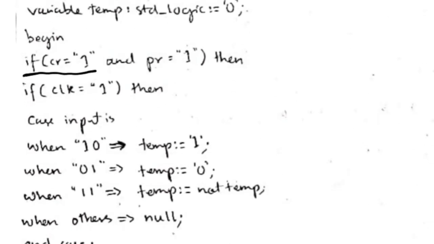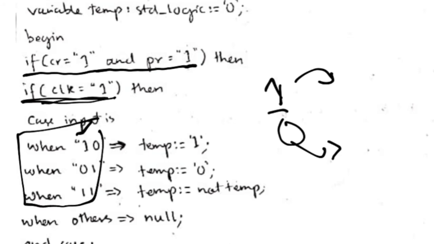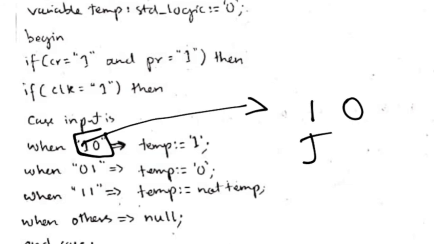Then after that, if both are high, we have to check if the clock is 1, because when the clock is 1, the output changes. When clock is 0, the output remains the same. Now if clock is 1, we have three cases here. These two are the inputs, 1 and 0, and the input had J and K, right? So J is 1 and K is 0.